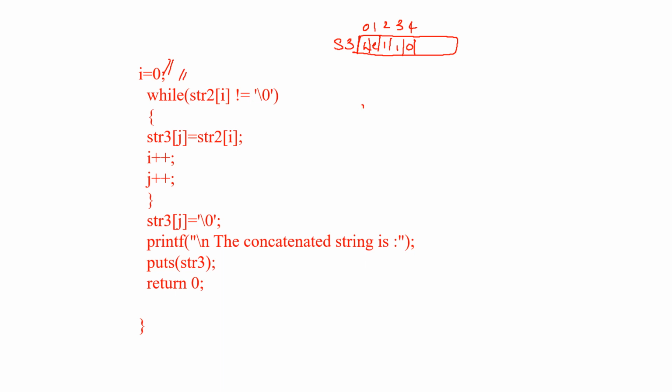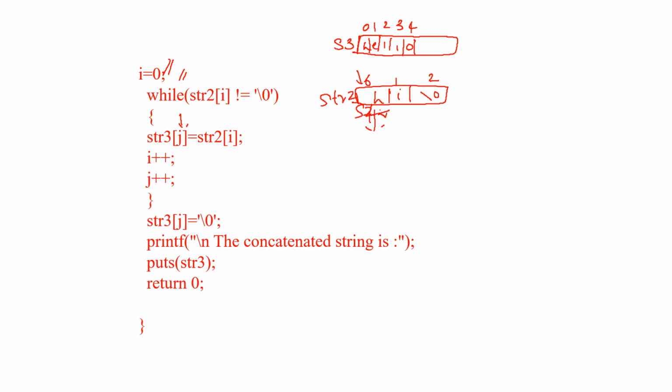Now what should be copied? S2 should be copied, right? String 2 should be copied. So while string 2 of i is not equal to 0. So what is your string 2? HI. And this is hello, hi is str2. Okay, so 0, 1, 2. So when i is equal to 0, string 2 of 0 not equal to null, as it is true, it comes inside the loop. String 3 of j will be equal to string 2 of i.